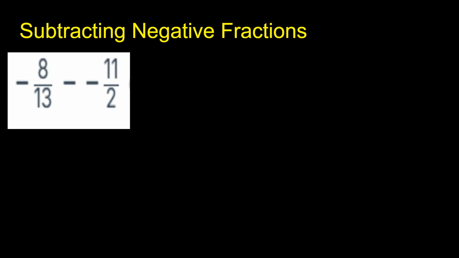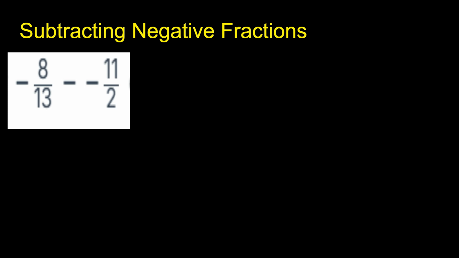All right. Okay, I think this would be our last example about adding and subtracting negative fractions. Yes, this is the last example, I believe. So we have here negative 8 over 13 minus negative 11 over 2.